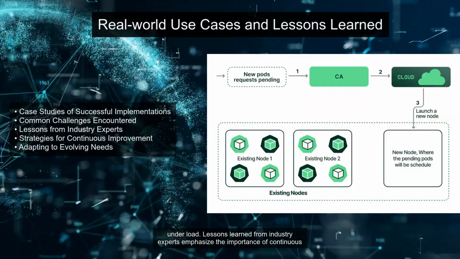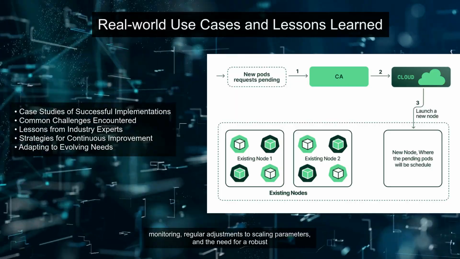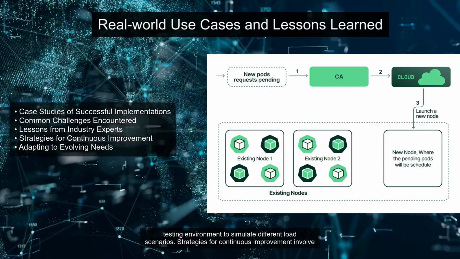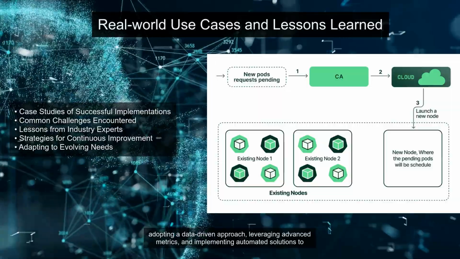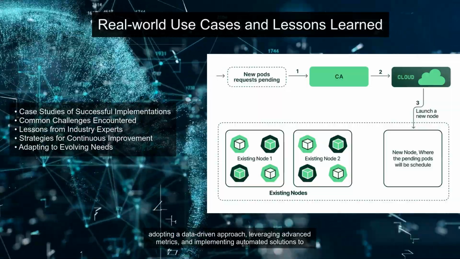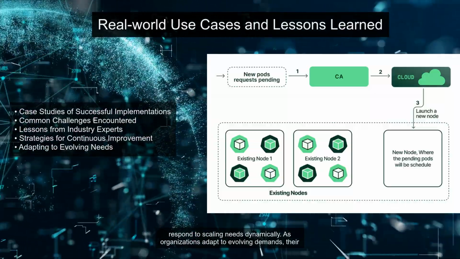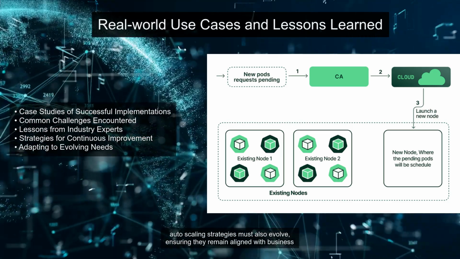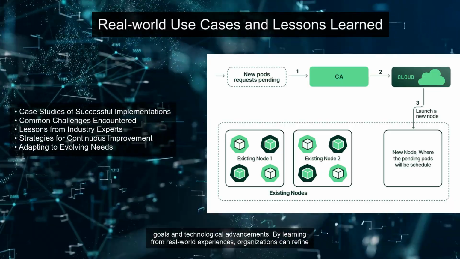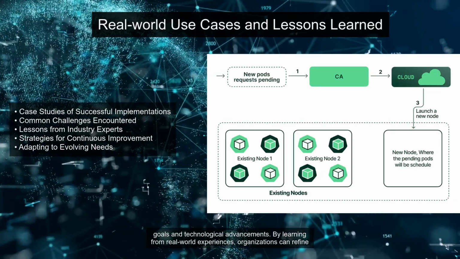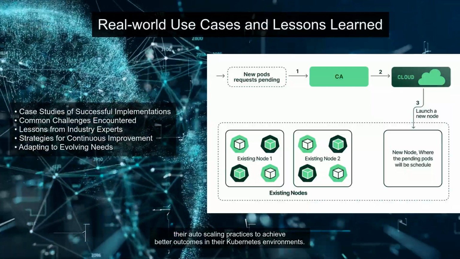Lessons learned from industry experts emphasize the importance of continuous monitoring, regular adjustments to scaling parameters, and the need for a robust testing environment to simulate different load scenarios. Strategies for continuous improvement involve adopting a data-driven approach, leveraging advanced metrics, and implementing automated solutions to respond to scaling needs dynamically. As organizations adapt to evolving demands, their auto-scaling strategies must also evolve, ensuring they remain aligned with business goals and technological advancements. By learning from real-world experiences, organizations can refine their auto-scaling practices to achieve better outcomes in their Kubernetes environments.